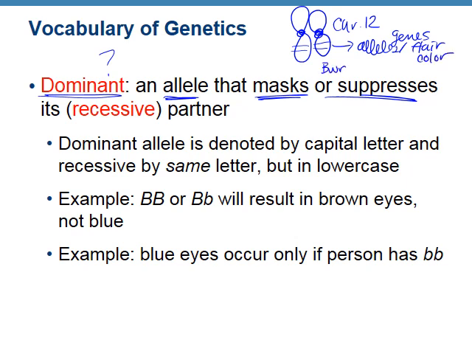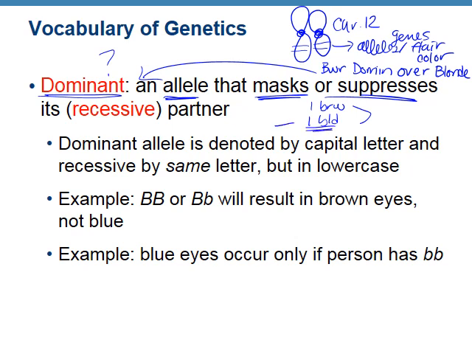Brown is dominant over blonde. So brown would be the dominant allele. So if you had one brown allele and you had one blonde allele, the blonde is masked. So what's your hair color? What does it look like physically? You have brown hair. So there's a lot of dominant and recessive partners.